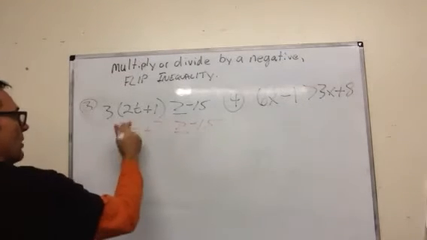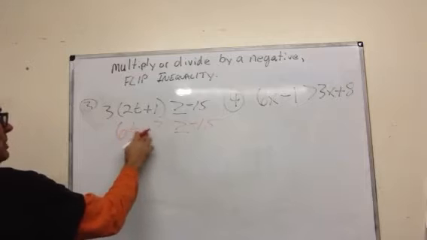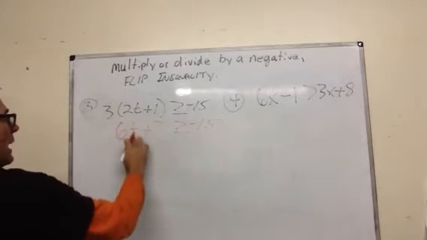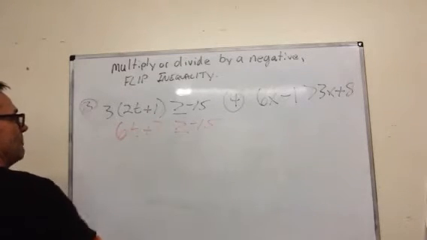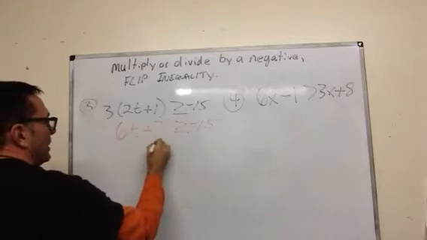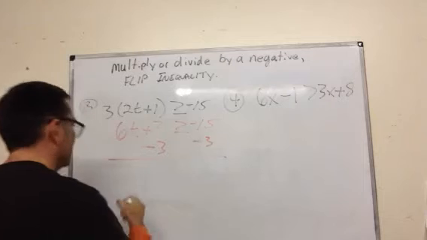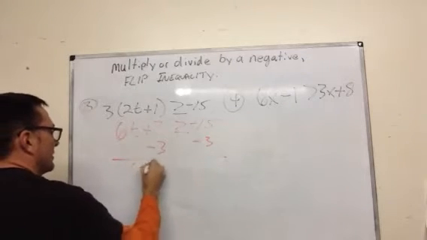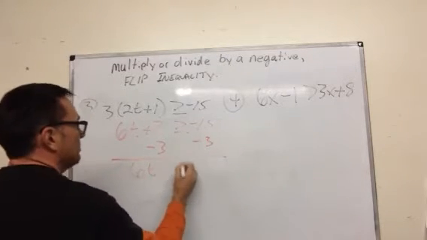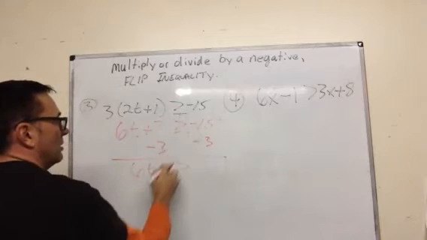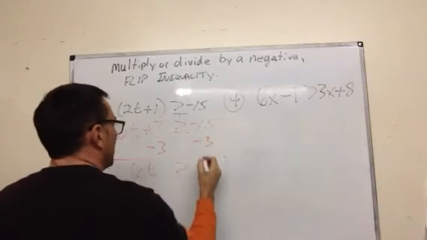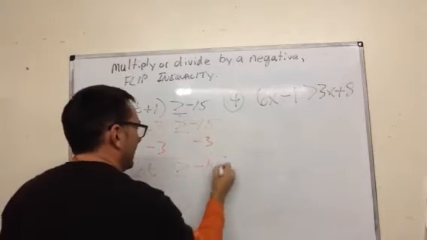Again, we want to solve for t. 6 times t plus 3. Because we're adding or subtracting, we want to add the opposite. Opposite of 3 is a negative 3. Carry down 6t. We keep the same inequality. Negative 15 and negative 3 is negative 18.